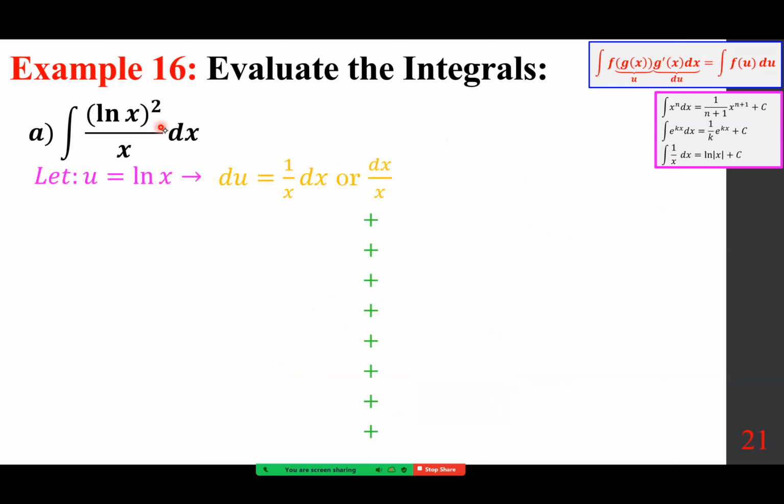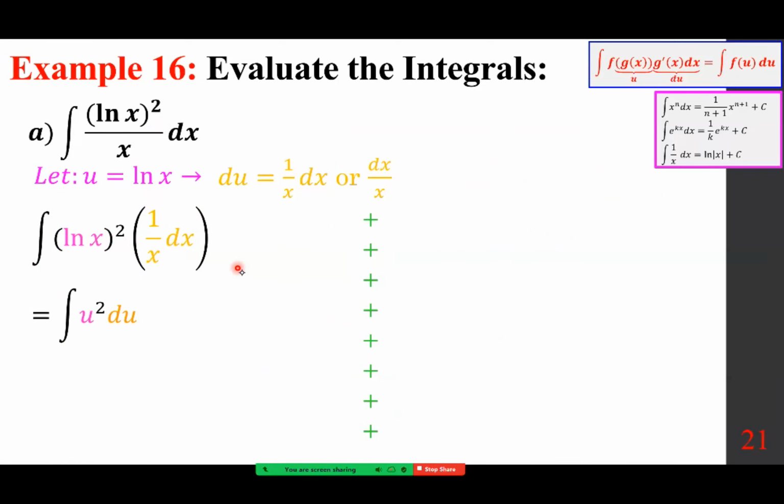I'm going to rewrite this so it becomes clear what we are dealing with. Ln x to the second power times 1 over x dx. This is u squared. This is du. Now you're dealing with the power rule. 1/3 u cubed and a constant. Replace the u and you're done.